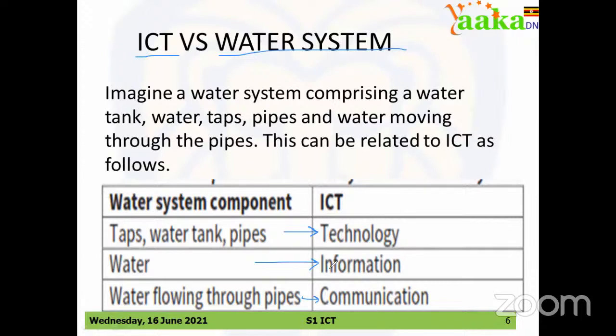So when water flows from source to destination through pipes, it is doing communication. And if it remains stagnant in one place, it has not done communication. So water flowing through the pipes is doing communication. So that's how you can have the word ICT complete there. We have these, which are the technology part of it. Water itself will be information. Then water flowing through the pipes makes communication.